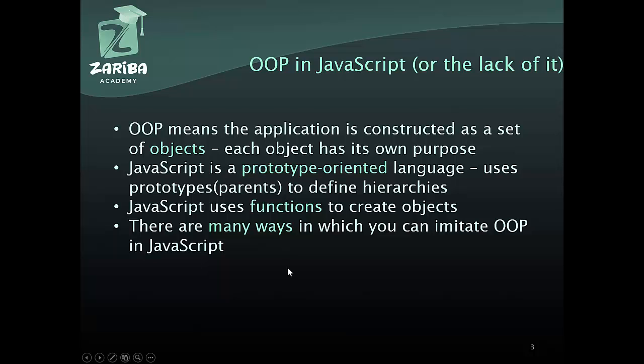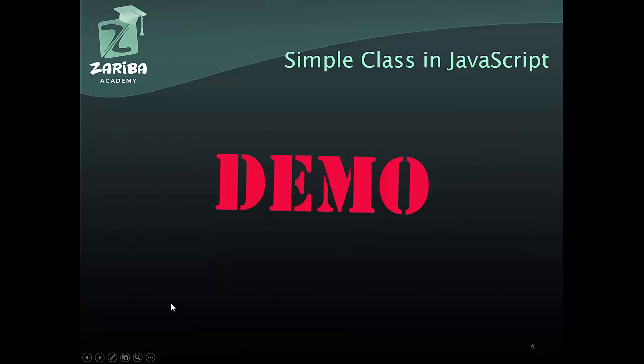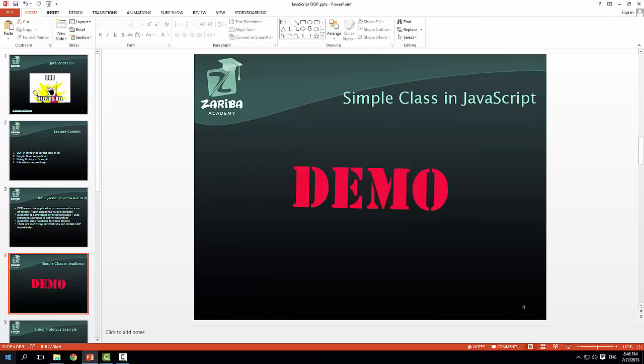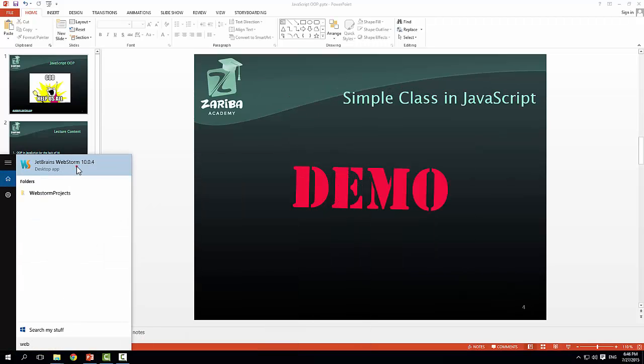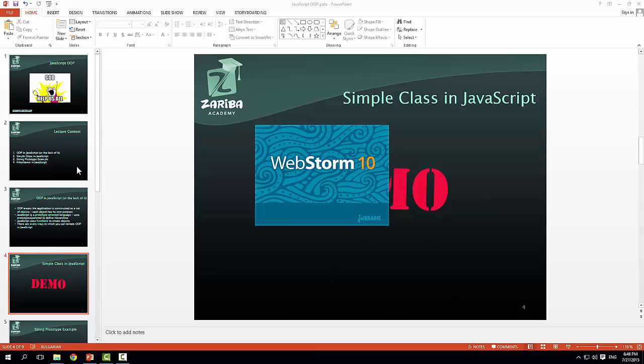But here is the place to mention that in the new version of JavaScript, which is ECMAScript 6, you will be able to write decent object-oriented programming, but it's not supported by all browsers yet, so we have to think about some other ways around it. Right, so simple class in JavaScript. Let's create a web store, let's run the web store, and let's create a simple class, which is going to be a bunny, of course, and we'll see how to do that.